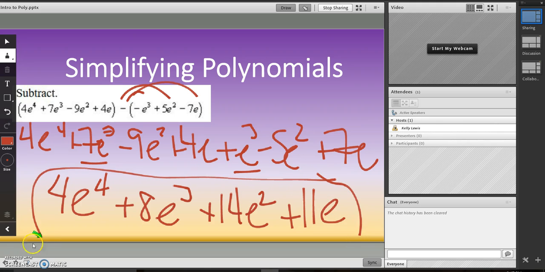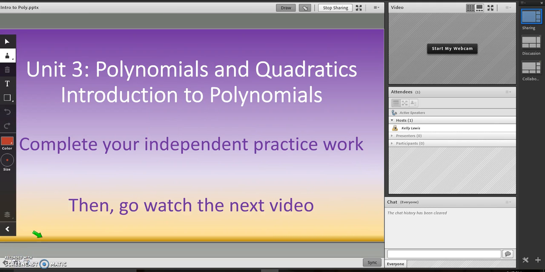All right, I did that one kind of fast. So do those, skip that crazy problem, I took it off, and then try your independent practice work. It's just adding and subtracting. Good luck.